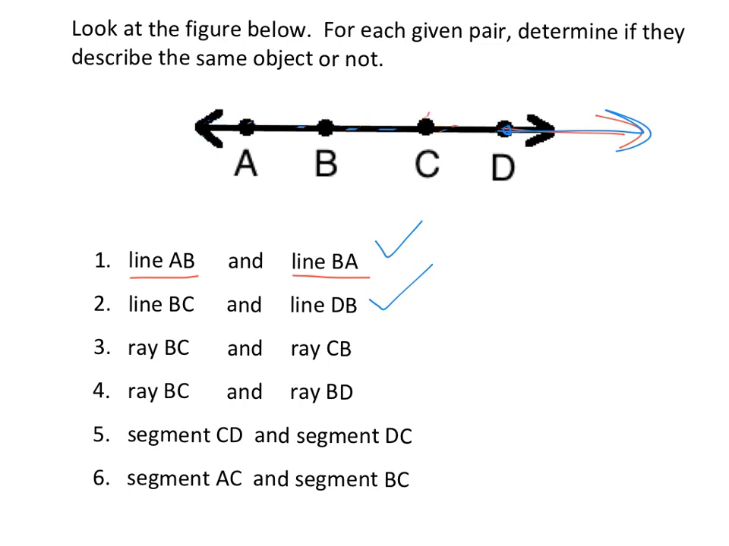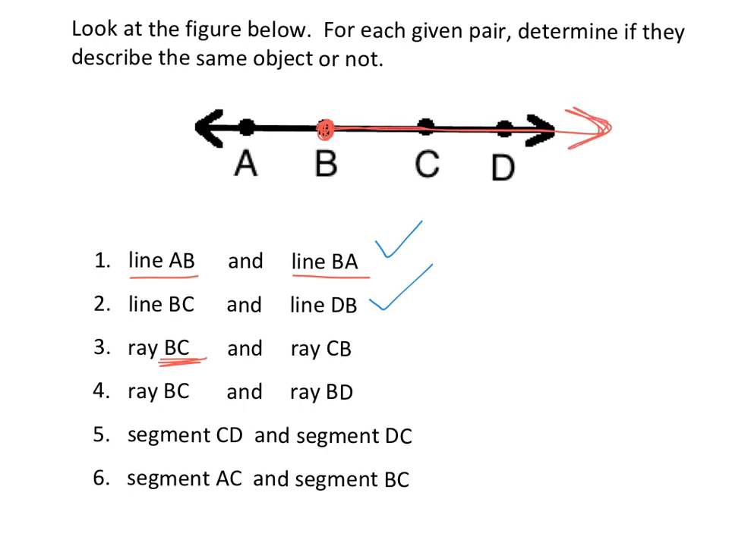So now let's talk about rays. Rays are one-dimensional figures that have an endpoint in one direction, but then go on forever in the other direction. So if we look at this first ray, ray BC, the first letter always tells you the starting point. So the ray begins, if you want to think of it that way, at point B, and travels through C and continues on forever in that direction. So this is ray BC.